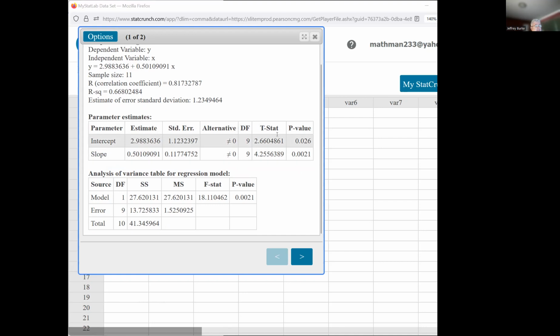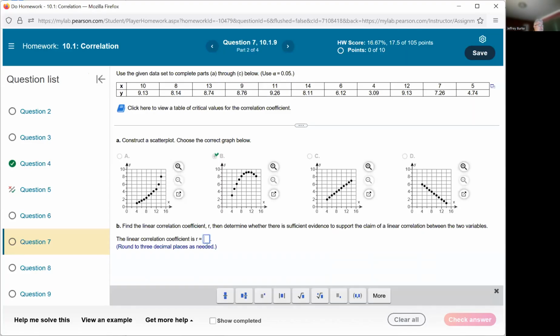You'll see it gives the test statistic as well as the p-value. And you'll notice here that because it wants us to establish if there was a linear correlation, the claim of linear correlation, because the p-value is going to be 0.02, there's definite evidence. And the p-value down here of the slope, 0.0021, there's definite evidence that there's a significant linear correlation. So let's go back to the problem. There you go. So the correlation coefficient, as we showed on a previous page, is 0.817.